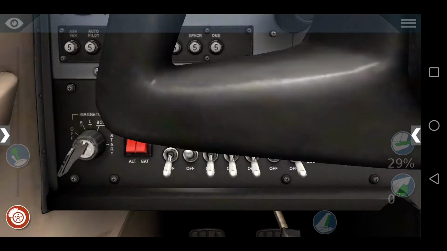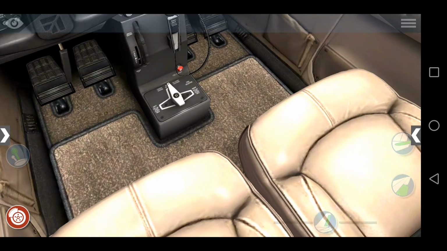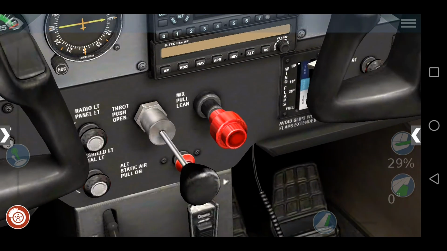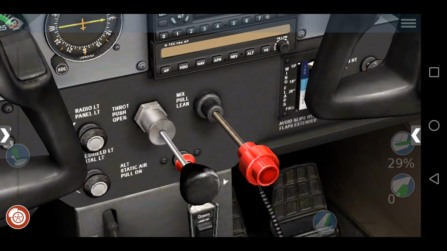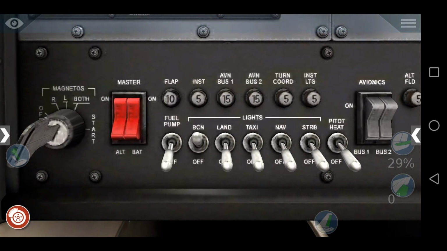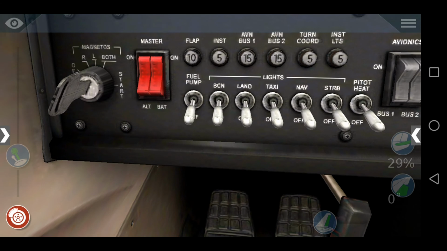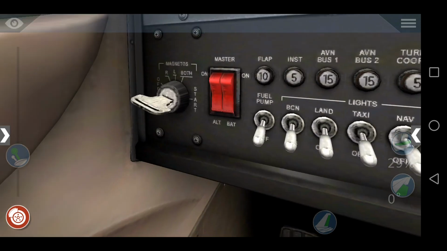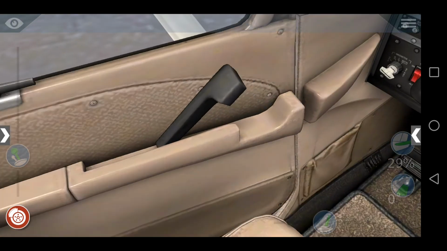Alright, so there we go. Avionics off. Fuel mixture to the cutoff position. And then beacon can come off as well. Masters can come off. And that can come off, and we switch off the ignition key and we can open the doors.